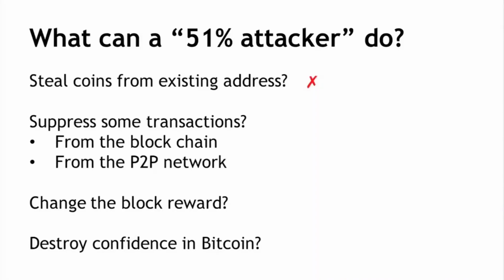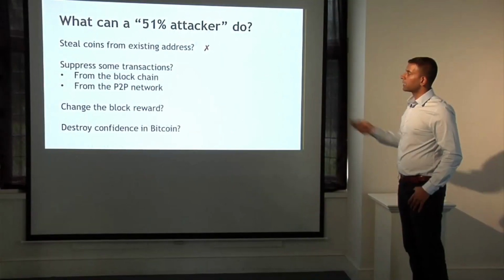Okay, let's move on. Can the attacker suppress some transactions? Let's say there is some user, say Carol, whom the attacker really doesn't like, and the attacker knows some of Carol's addresses and wants to make sure that no coins belonging to any of those addresses can possibly be spent. Is that possible? Well, let's think about this.